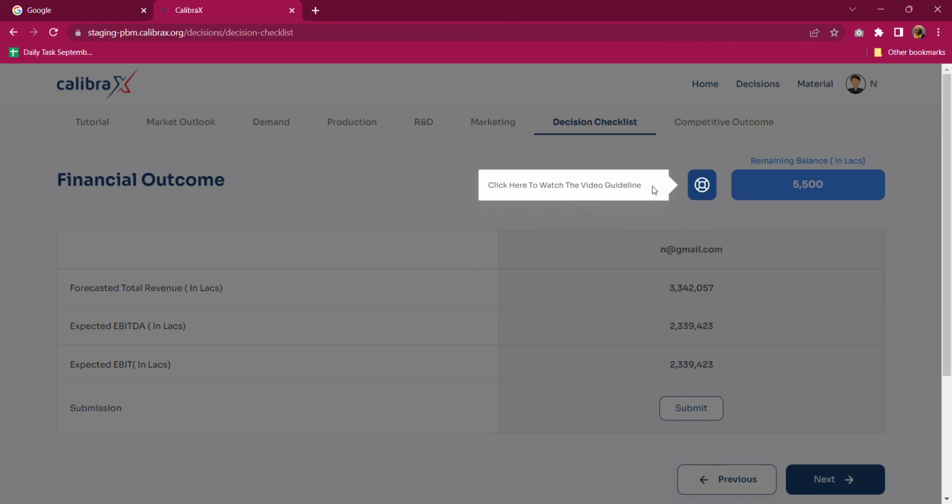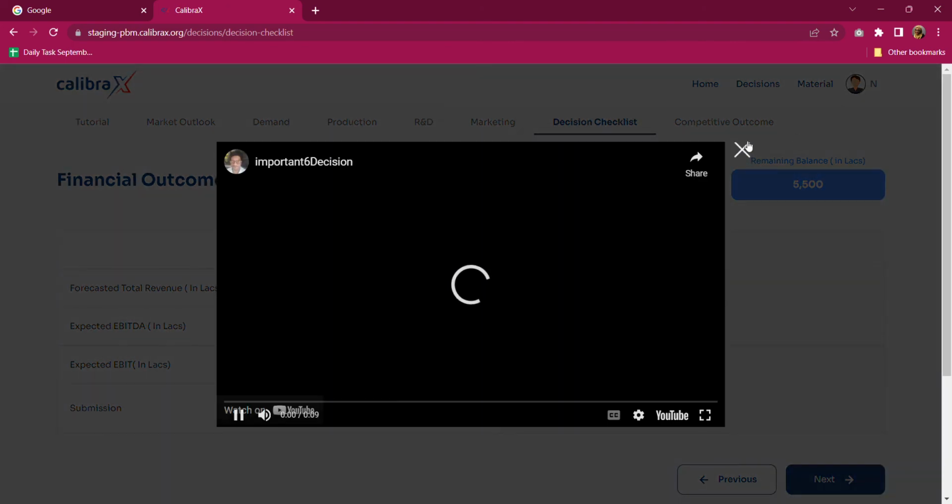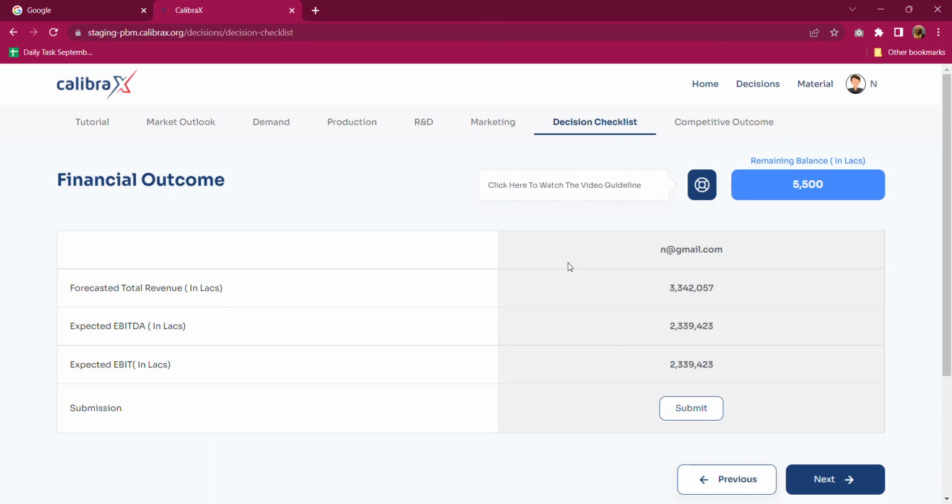Here is again a small overview of the financial outcome. Once a participant has made all these decisions, he or she will have a projected financial outcome of his or her decisions. As usual, it is an anticipated financial outcome and not the actual figure. The team leader will have two options to have a look at the projected financial outcome of the decisions of all the team members and decide which one to submit on behalf of the team.